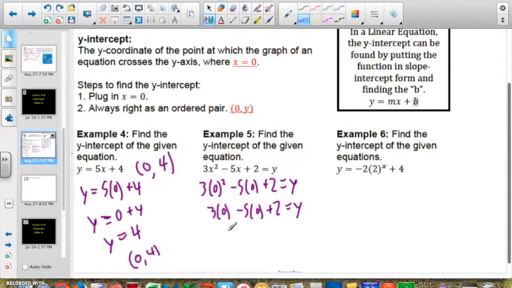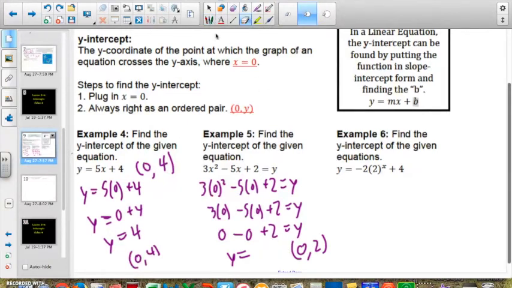Now, we know that 0 times anything is just going to be 0. So that's going to be 0 minus 0 plus 2 equals y. So y is going to be 2. So our ordered pair is going to be (0, 2). And you can just ignore my little stray mark there. Our ordered pair is right here, (0, 2).